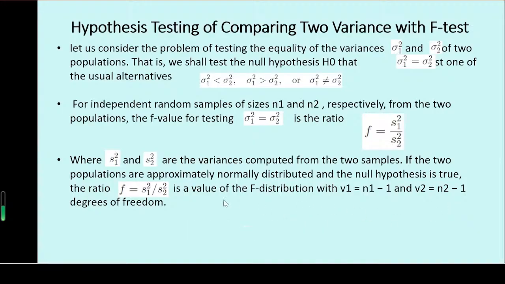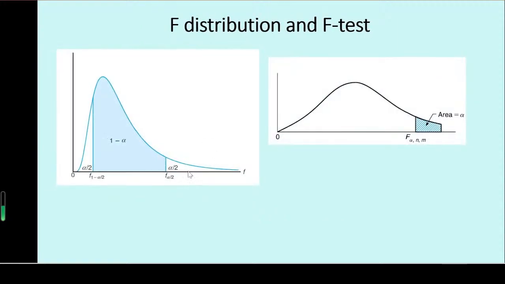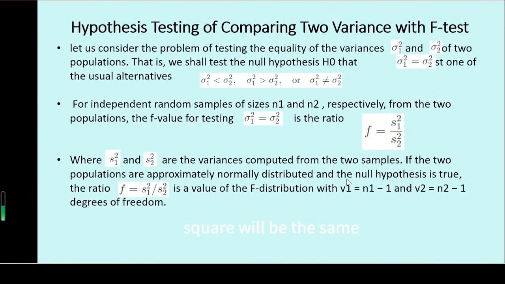So if we follow this route and get the F statistic located in the critical region, then we will reject the null hypothesis, because a very small probability event has occurred. So we will reject the null hypothesis that the two sigma squares are the same.